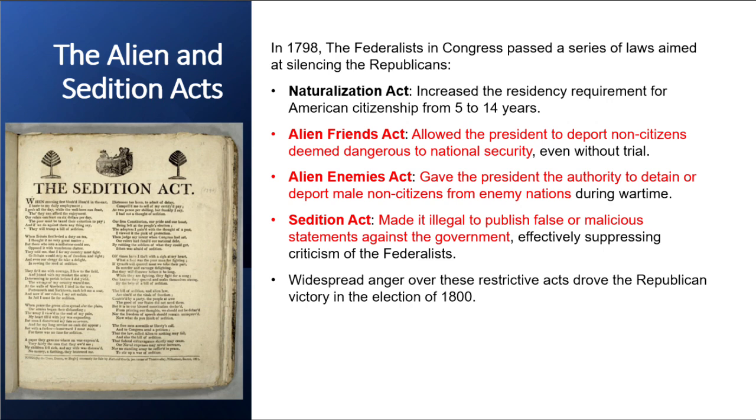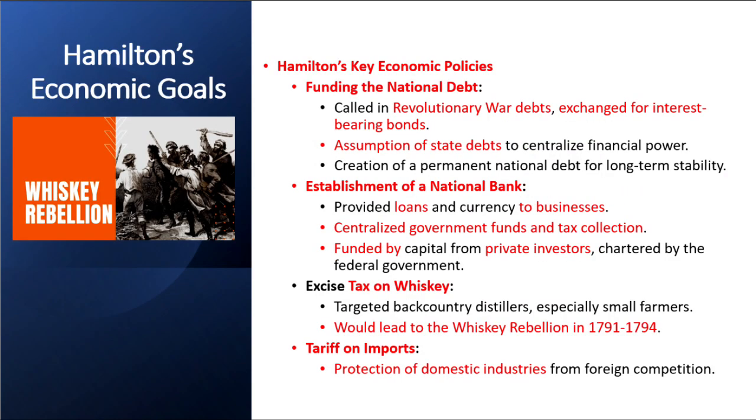For sure. It's fascinating how these Alien and Sedition Acts really highlight that fundamental clash between Hamilton and Jefferson that we talked about earlier. Hamilton, with his focus on a strong central government, was willing to go pretty far to silence dissent. That's right. You mentioned that Hamilton had a whole vision for the U.S. economy. Can you remind me what that was all about?